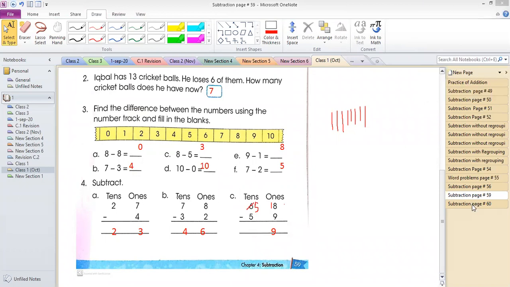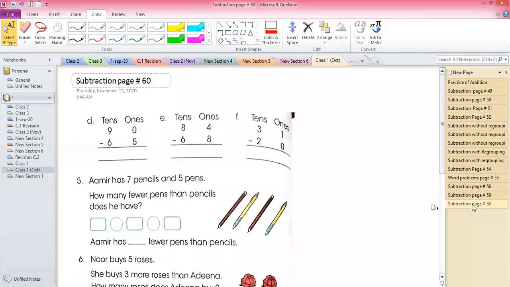Come to page number 60 now. Turn your page. For question 4, D, E, and F. I told you to raise your hand if you want to participate. Hamza Al Sayed.